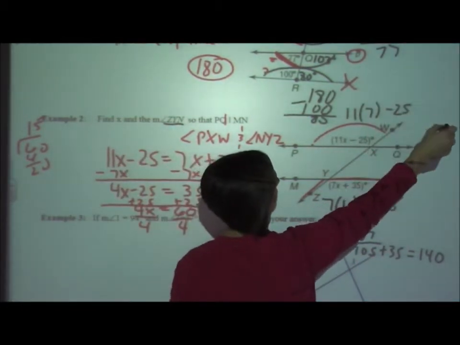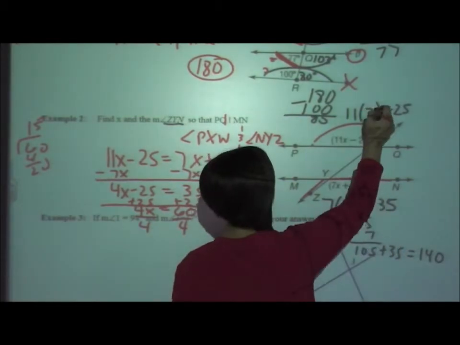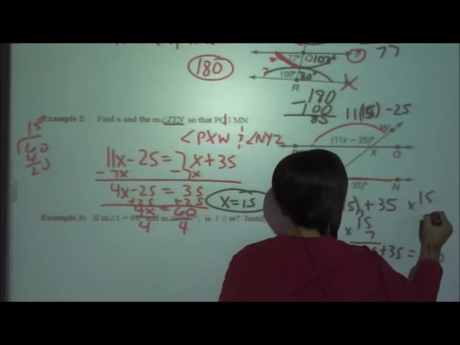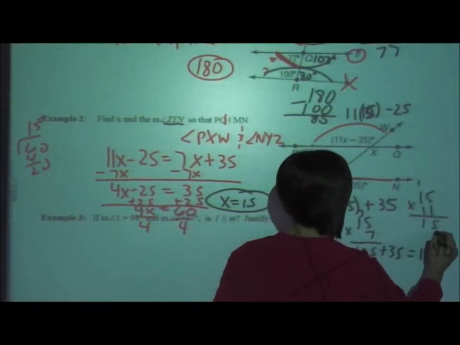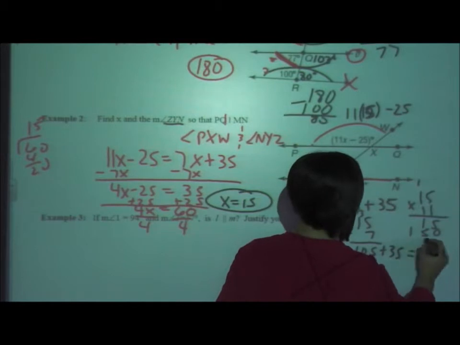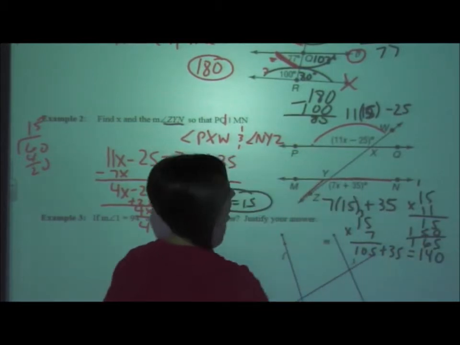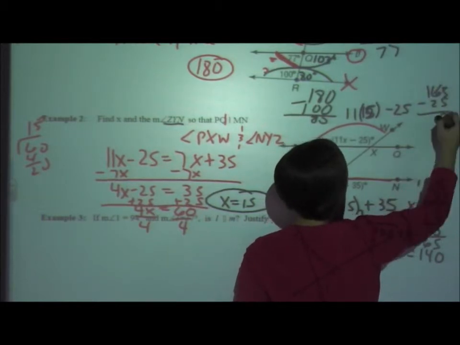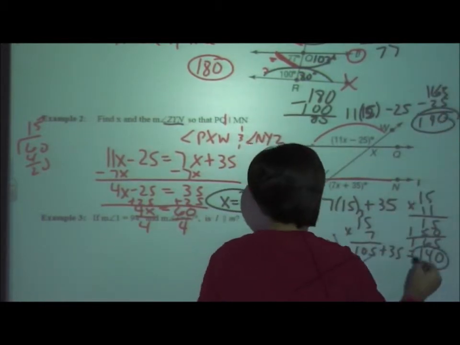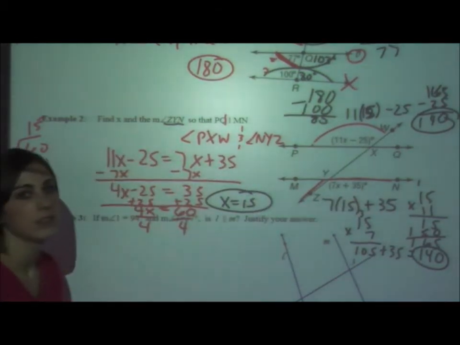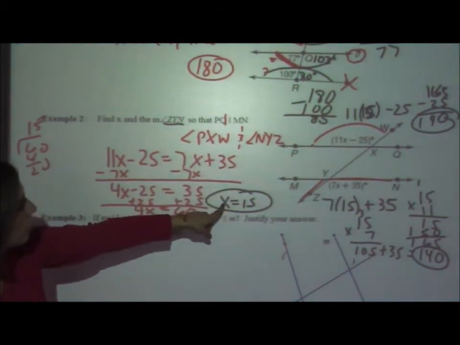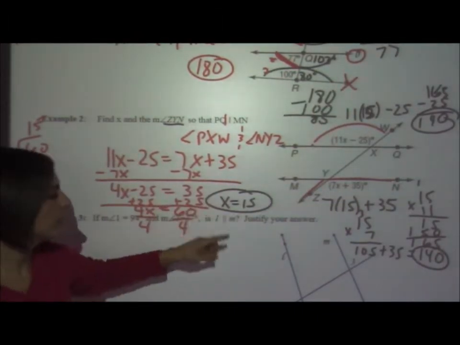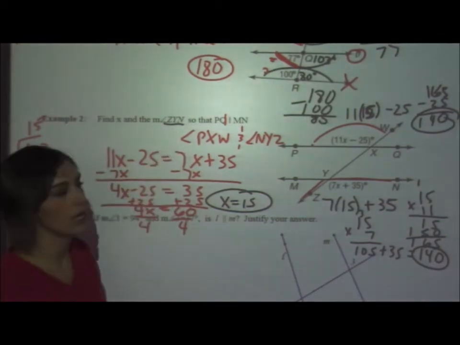Assuming I did that math right, I did it really quick. 11 times 7 is 77 minus 25. Oh wait, 11 times 15. Okay, so 15 times 11 gives me 165. And 165 minus 25 gives me 140. So they both equaled 140, and alternate exterior angles are supposed to be congruent. So because these were both 140, I know I solved for x correctly, and I solved for the measure of ZYN correctly as well.